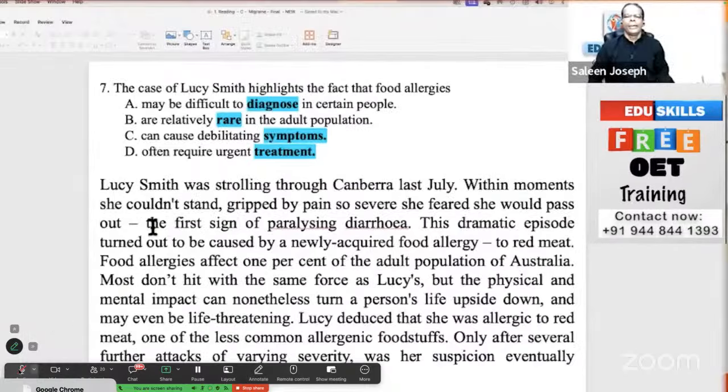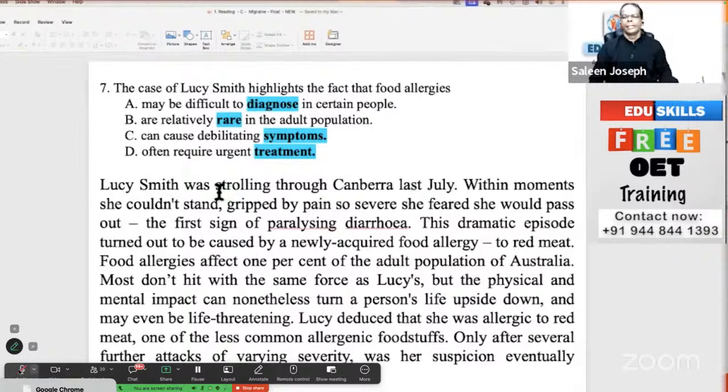Okay. Now we have this one. One is diagnosis, one is prevalence. What is the prevalence? Are they all suffering? How many of them are suffering? How many percent will you find? Is it very rare in the adult population all over the world? And the symptoms, does it speak about symptoms or treatment? Does it speak anything about diagnosis? No. So in the first sentence itself, Lucy Smith was strolling through Canberra last July.